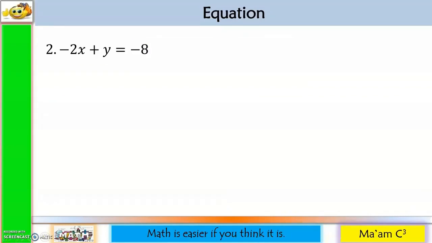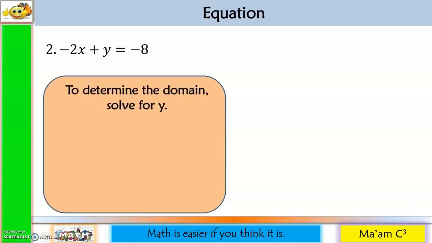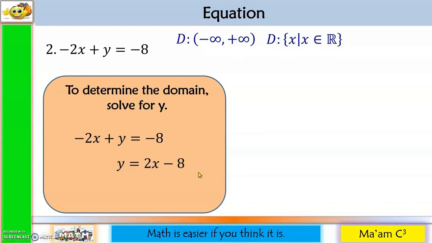Let us have another one. Negative 2x plus y is equal to negative 8. To determine the domain, let us solve for y. So negative 2x plus y equals negative 8. Moving negative 2x to the other side, it will become positive. So y equals 2x minus 8. Again, we do not have a denominator, so no restrictions. Our domain is negative infinity to positive infinity.